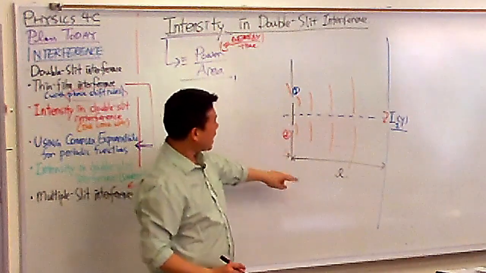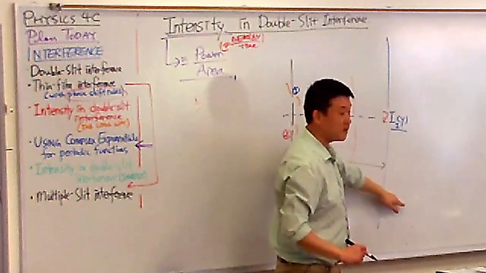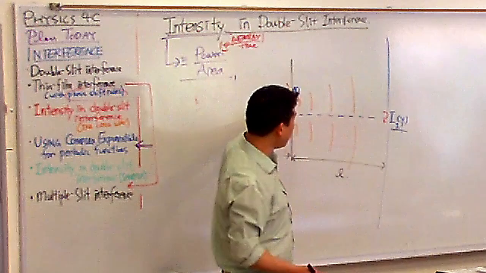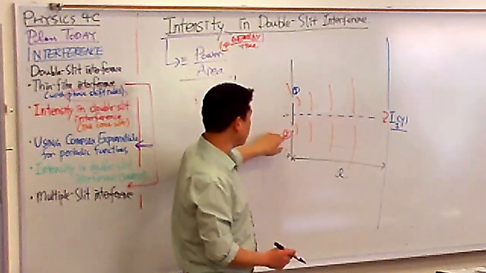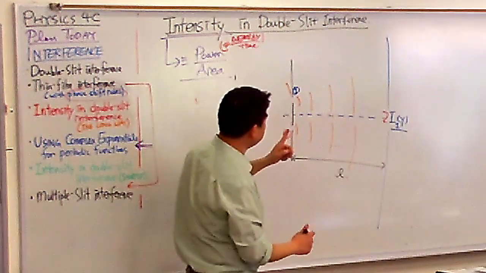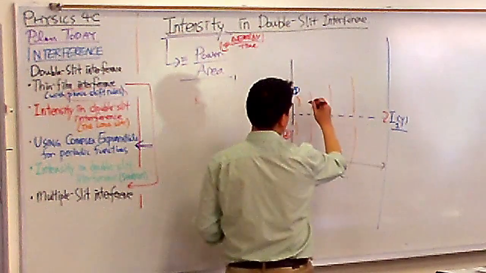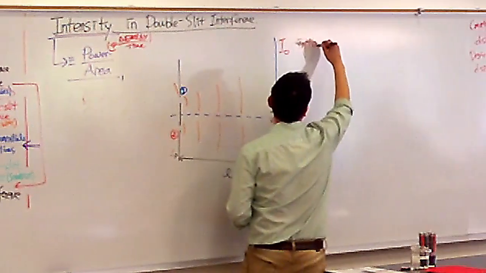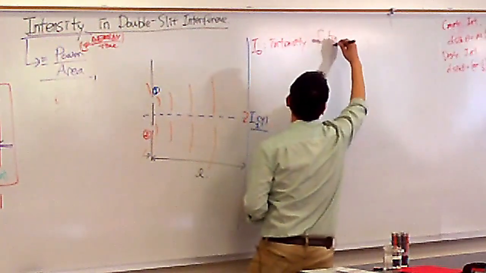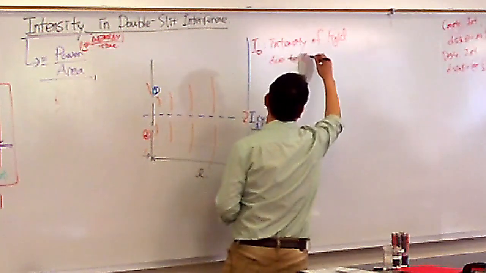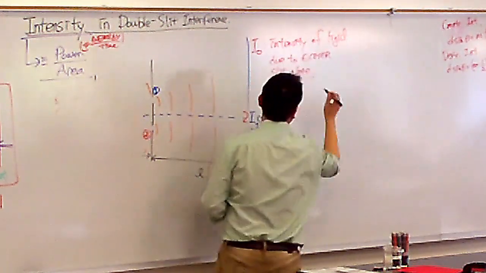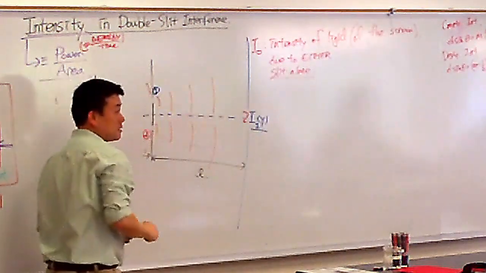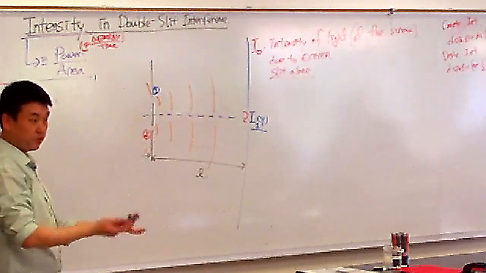And I have some intensity of light here that would be due to slit 1 alone, and some intensity of light here that would be due to slit number 2 alone. And in fact, let me put it this way: let's say the I naught is the intensity of light due to either slit alone, the intensity of light at the screen. So this is a simplifying convention I'm introducing.